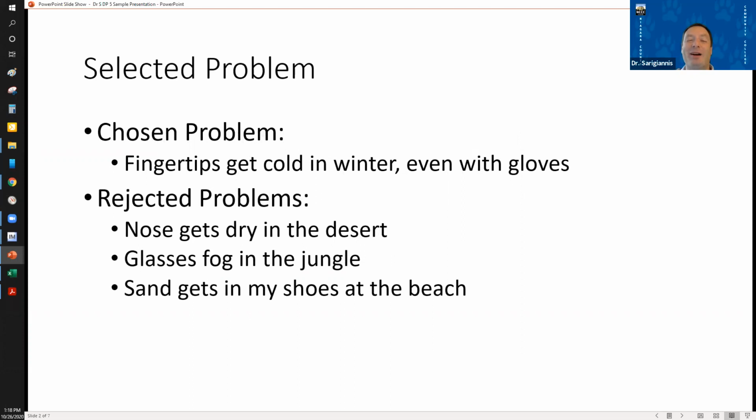So my selected problem was that my fingertips, and many people's fingertips, get cold in winter, even when we wear gloves. Some of the other problems I looked at that I rejected were that my nose gets dry in the desert, and my glasses fog in the jungle. These two were rejected primarily because of my expected market size. And then sand gets in my shoes at the beach. I discarded this because everyone's got sandals or bare feet, and this is something that I don't think I'm going to contribute much to. So notice how I went through this slide fairly quickly, but I gave a brief summary of these problems.